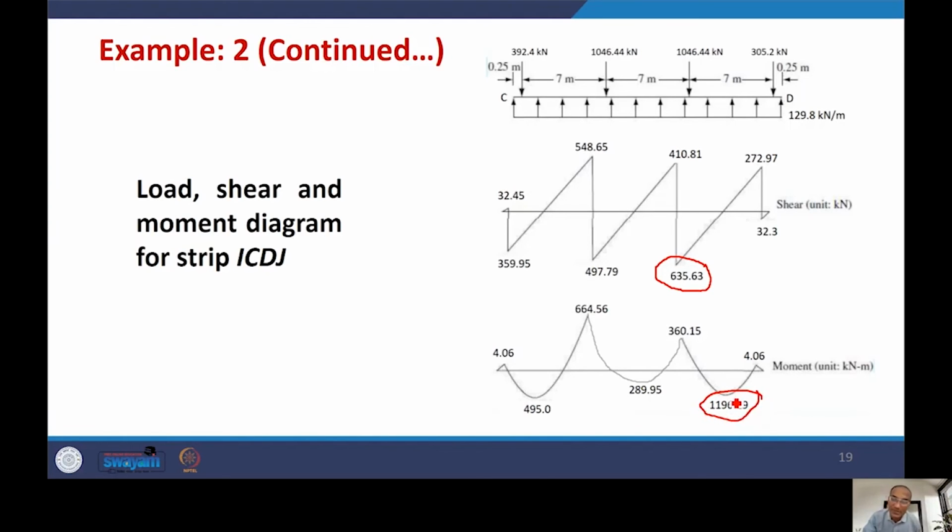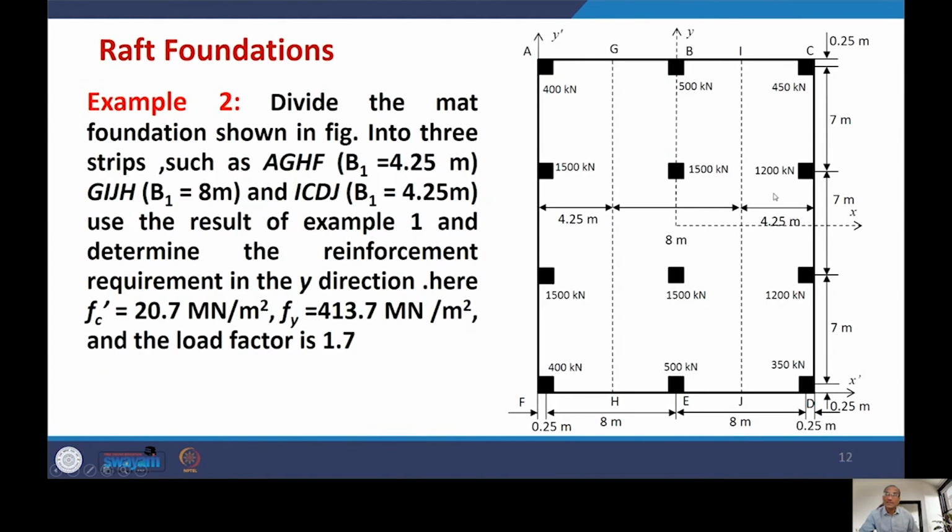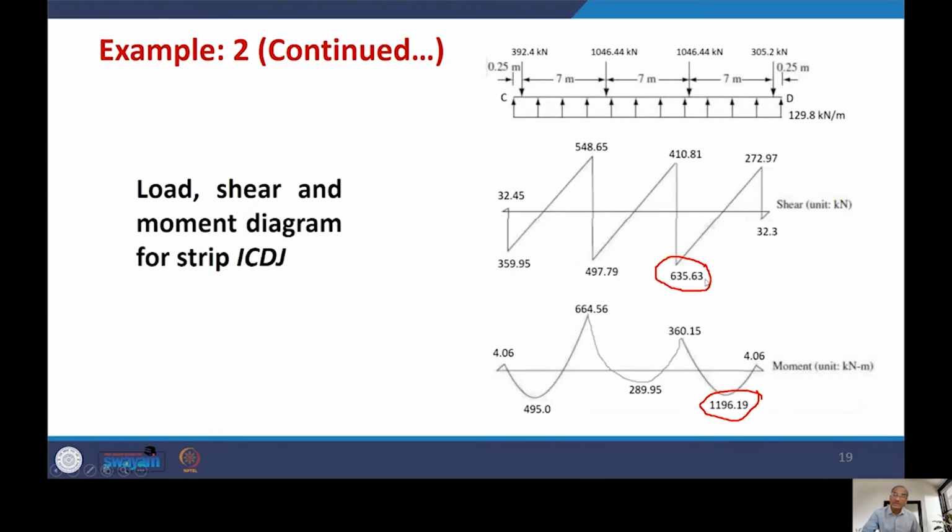One thing I would like to point out here, that you could see here that in between the shear force is not same as was the case earlier. And the simple reason here is that the load is not symmetrical. The load in between is okay, 1200, but at the ends it is not the same. It is 450 and 350. So unlike the other two strips, it will not be symmetrical. So the maximum value on this side is 635, but here 540.